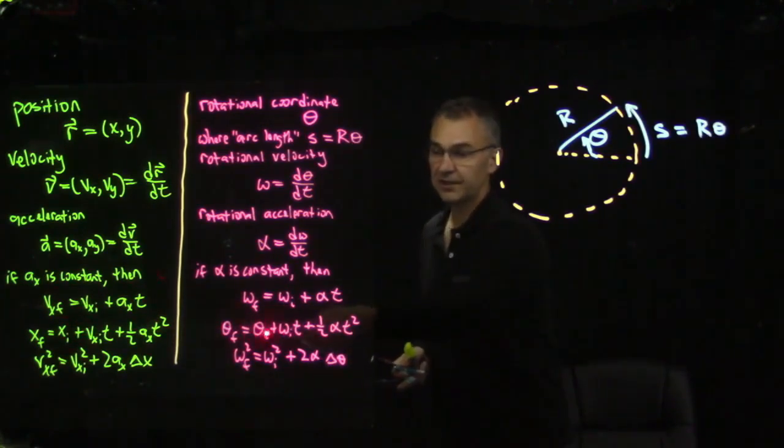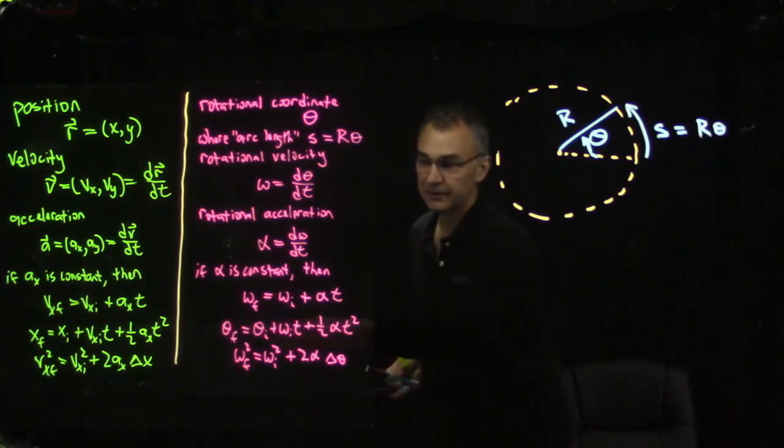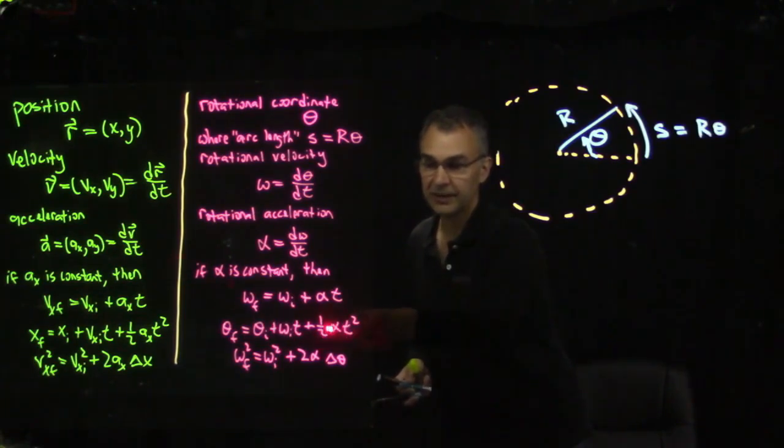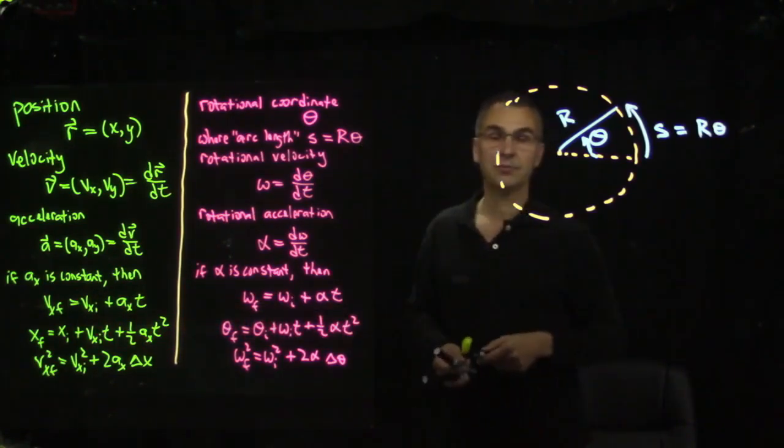This is exactly analogous to this. The final theta is the initial theta plus omega initial times time plus 1/2 times alpha times t squared. So this is the final angular coordinate, the final theta. This is the initial angular coordinate, the initial theta. This is the initial angular velocity, and this is the constant angular acceleration. So again, this result is exactly analogous to this result. They're both simply the result of math.